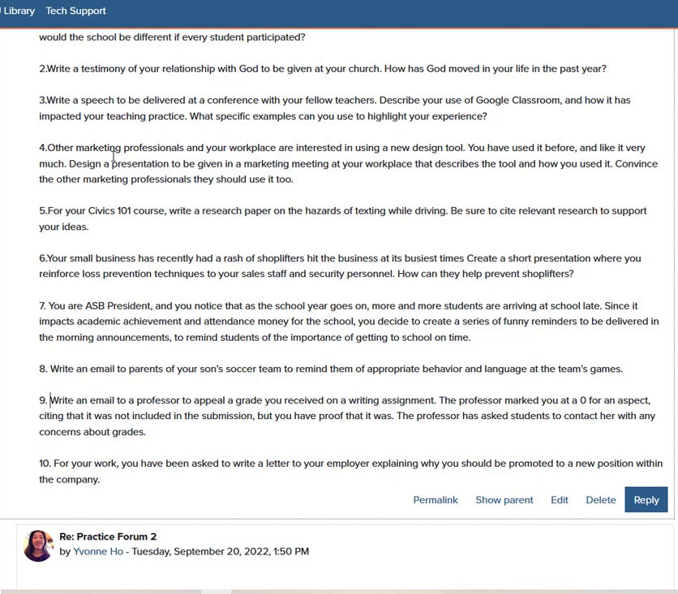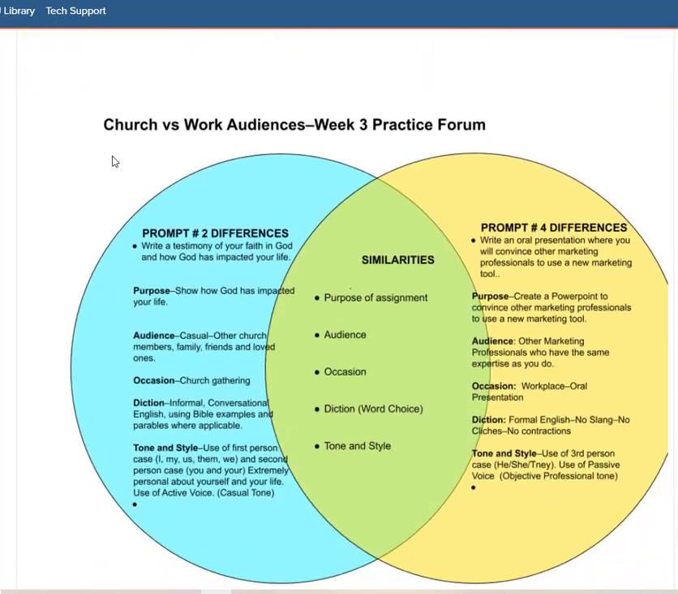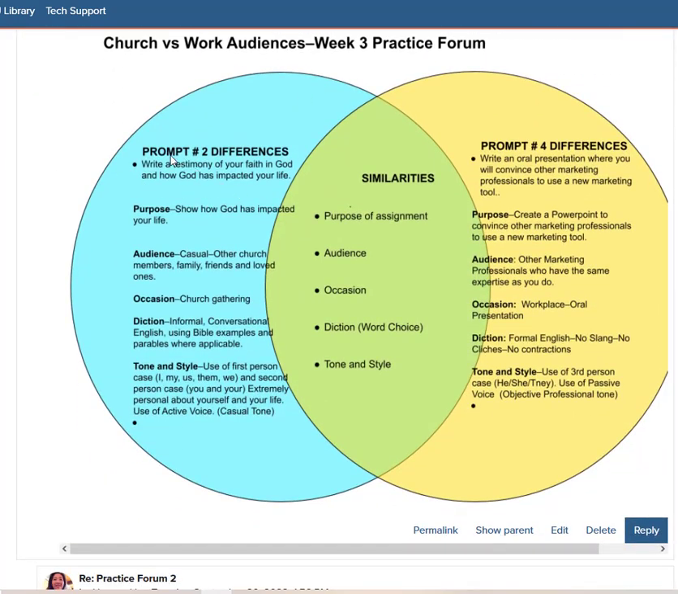So what kind of tone, purpose, occasion am I using? So you're going to compare the church. I compared the church, number 2, and number 4, the office, marketing professionals, number 2 and number 4 off of this worksheet. And then I created my Venn in which I compared prompt number 2 from the worksheet, and then I compared it to prompt number 4 from the worksheet. And then I compared the purpose, audience, occasion, diction, tone, and style.